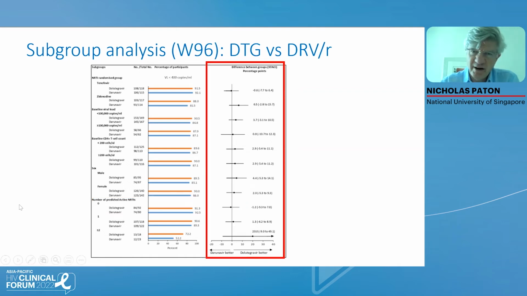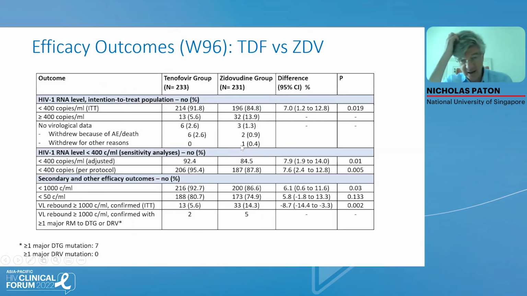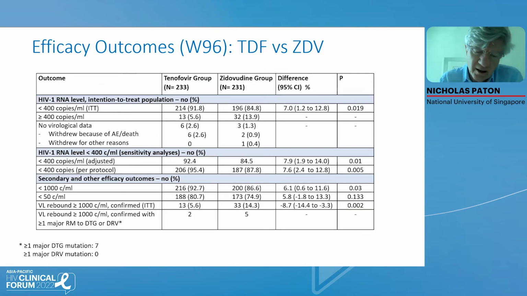And looking at the other comparisons and subgroups, essentially there was no difference between dolutegravir and darunavir, all sitting very close to a 0 difference in multiple subgroups. So that conclusion was clear. The other comparison, tenofovir versus zidovudine, to stay on tenofovir 3TC versus switch to zidovudine 3TC, that showed a more marked difference between the groups.